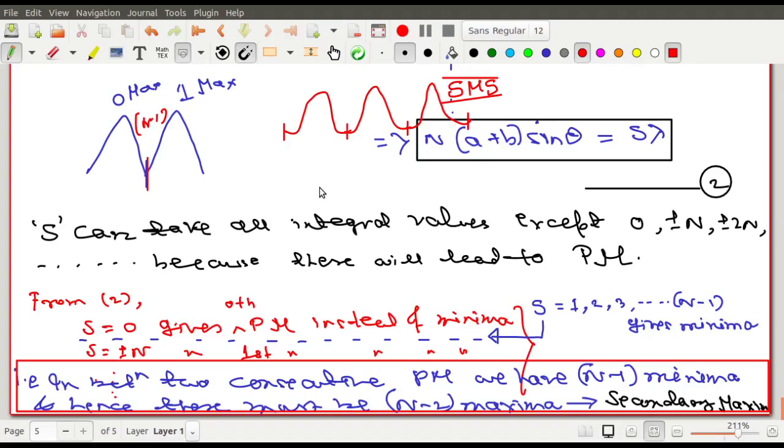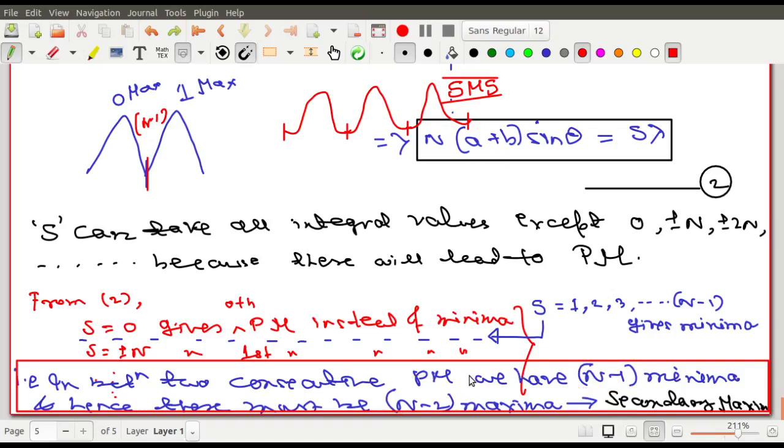The number of maxima is always one less. There are four minima, there are three maxima. So there are n minus 1 minima. So how many maxima? Obviously n minus 2. N minus 1 minima, so how many maxima? n minus 2 maxima. So which maxima are these?